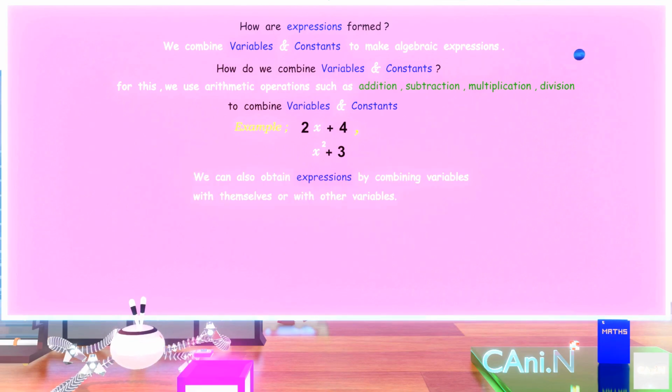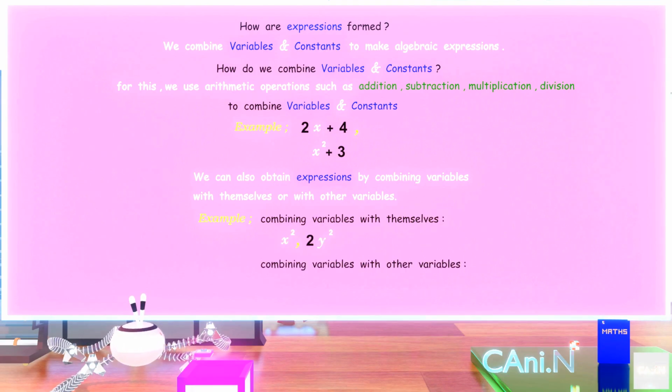We can also obtain expressions by combining variables with themselves or with other variables. Example: combining variables with themselves: x squared, 2y squared. Combining variables with other variables: xy, 2xy plus 7.